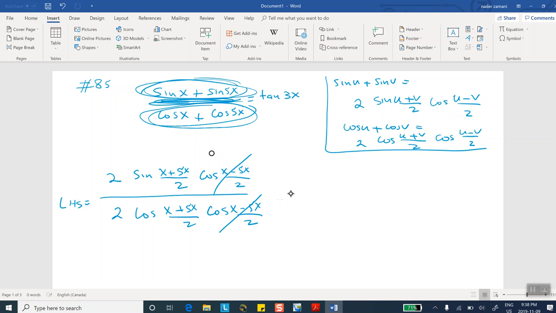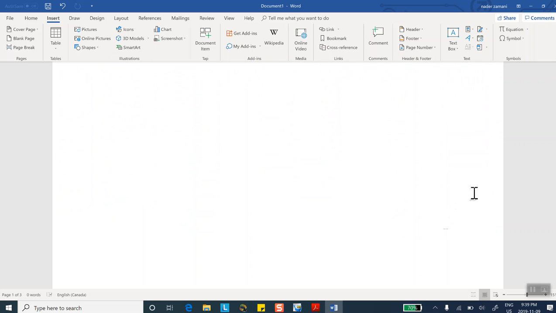First of all, notice that these two cancel. They're identical. The top is sine of 3x. The bottom is 2 cosine of 3x. The 2's cancel. And this is just tangent of 3x, which is your right hand side. Okay? So that takes care of 85.